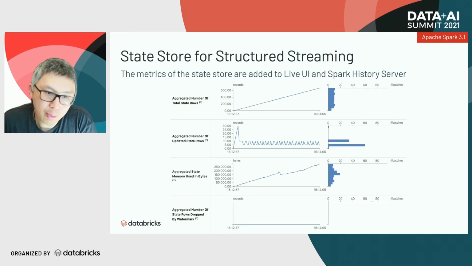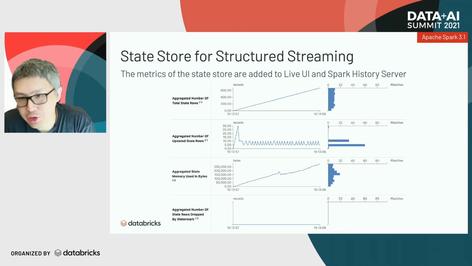In the Spark 3.1 release, we added 4 metrics of the state store to the live UI and the Spark history server. It includes the aggregated number of total state rows, updated state rows, and the state rows dropped by the watermark, and the aggregated state memory used in bytes. And these metrics are useful for monitoring the capacity of the state store.